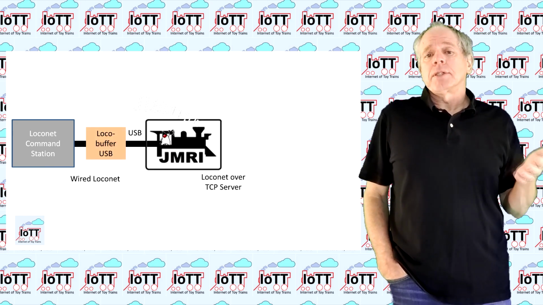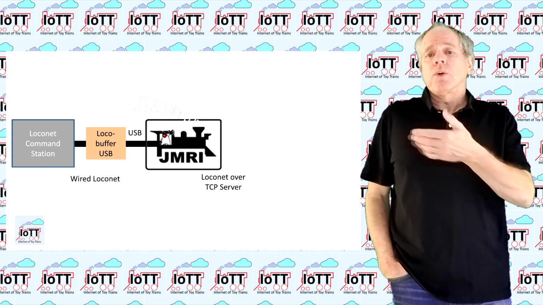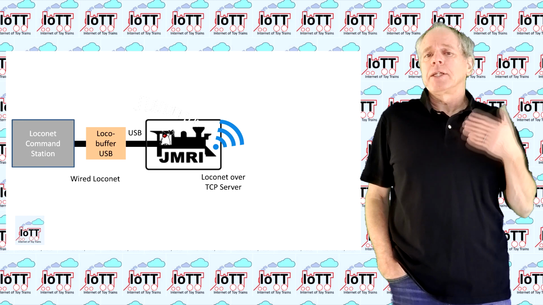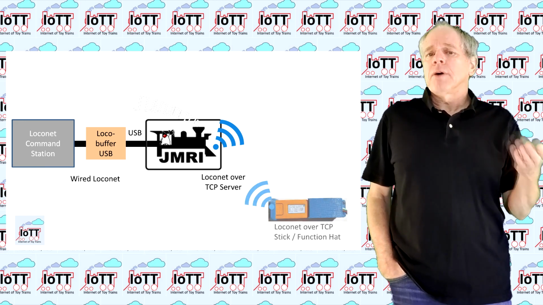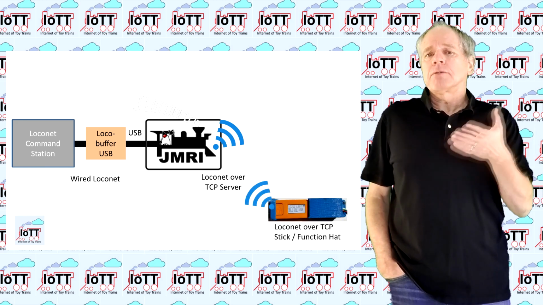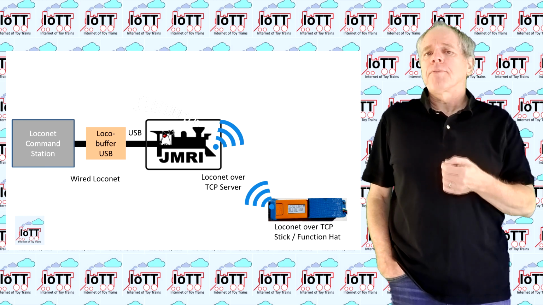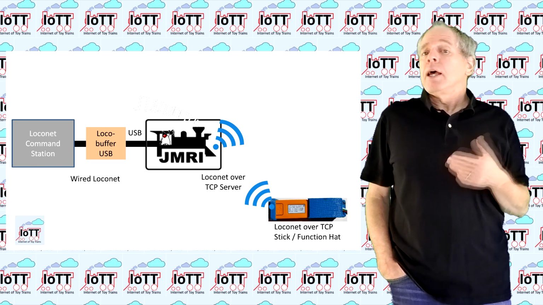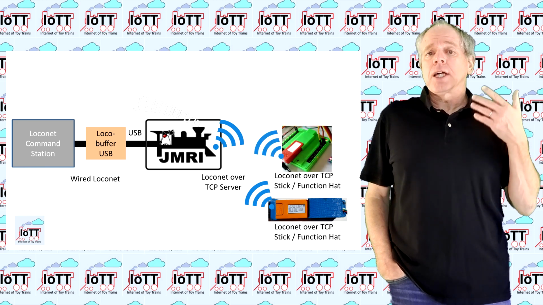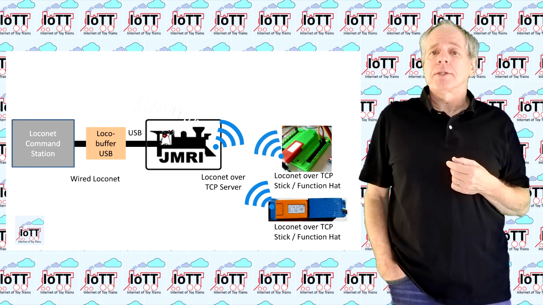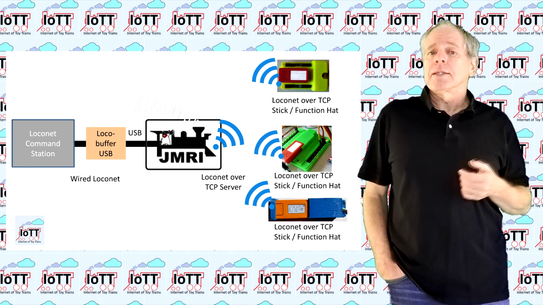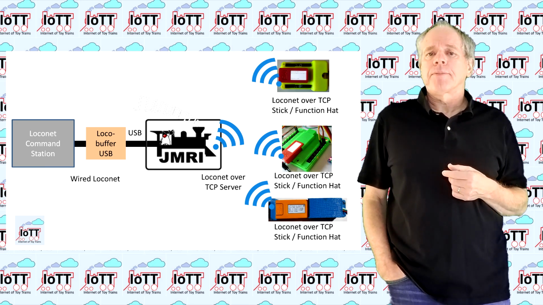JMRI is connected with a LocoBuffer USB to Loconet. You can activate the Loconet over TCP server in JMRI and connect one or several IoTT sticks with function heads to it. For example, a blue hat with an LED chain for signals, a green hat with 16-channel servo decoder for turnouts, a yellow hat to connect up to 32 block detectors wirelessly to Loconet.